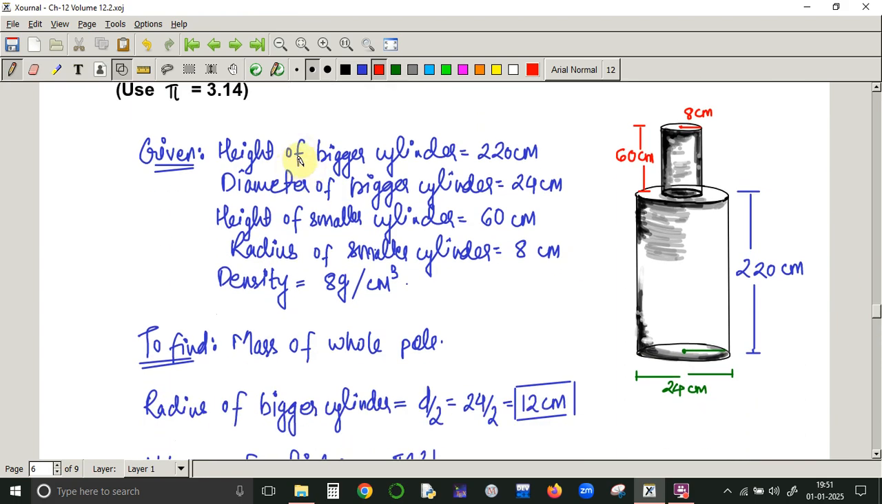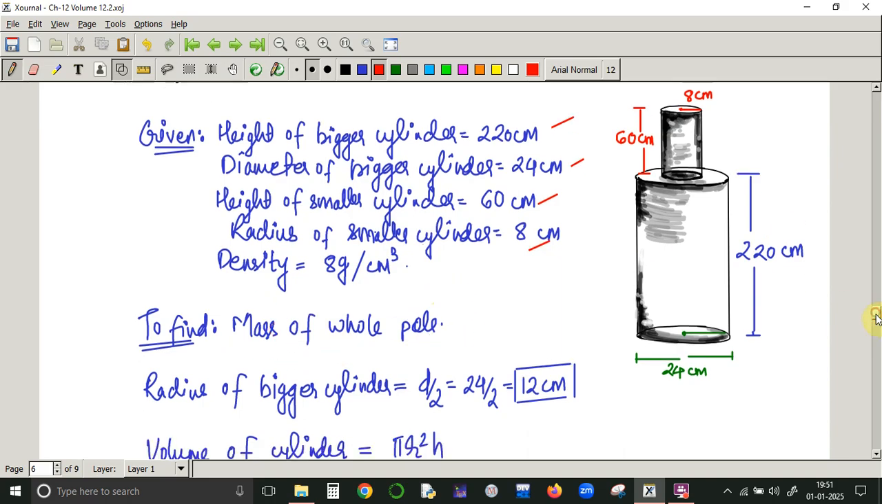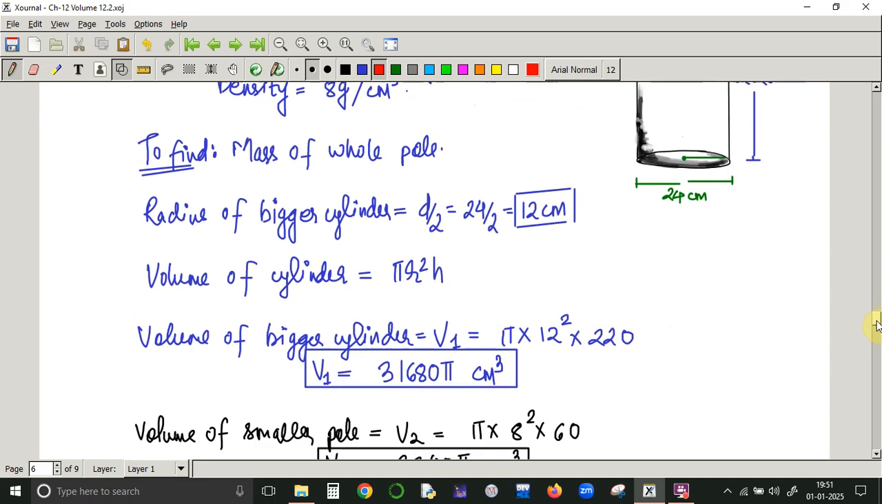So in given, what I have written is height of bigger cylinder is this, diameter of bigger cylinder is 24, height of smaller cylinder is 60, radius of smaller is 8, density is this. We have to find mass of the whole pole, this whole structure. So radius of bigger cylinder is 12. Everything I have written in detailed manner in this question. Volume of cylinder is pi r square h. Volume of bigger cylinder I have called V1.